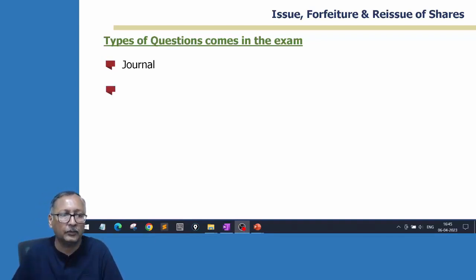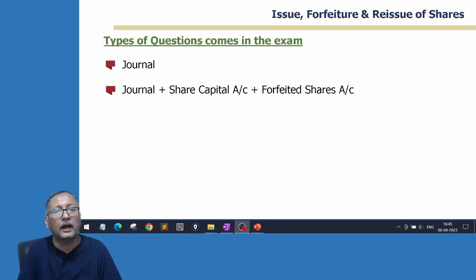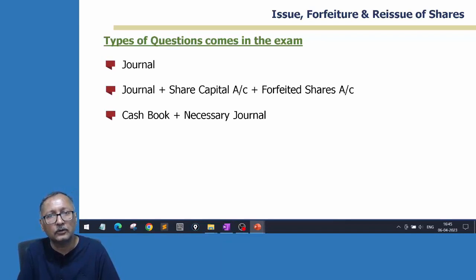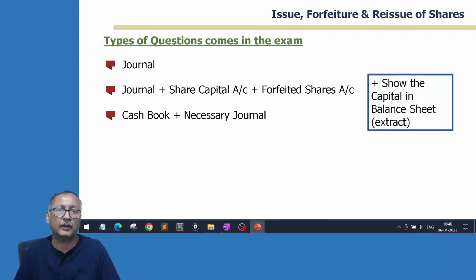Now, another type of problem comes, where they will give a journal and some other account. Usually they give the capital account and forfeited shares account. These are the two important accounts in company accounts. This is also common: they ask for a cash book and necessary journal. Apart from that, sometimes they ask you to show the capital account in the balance sheet, where you have to draw the extract and show it in the balance sheet.